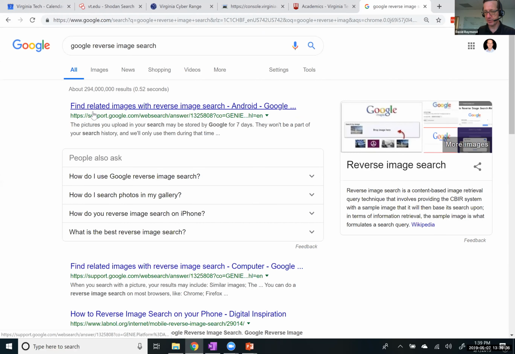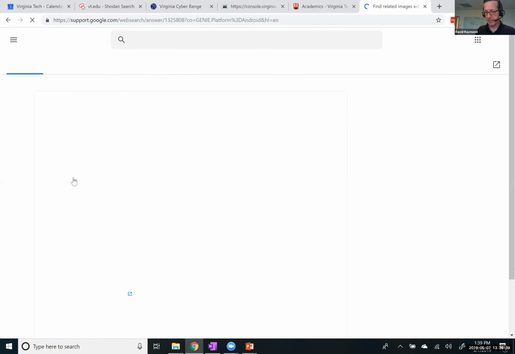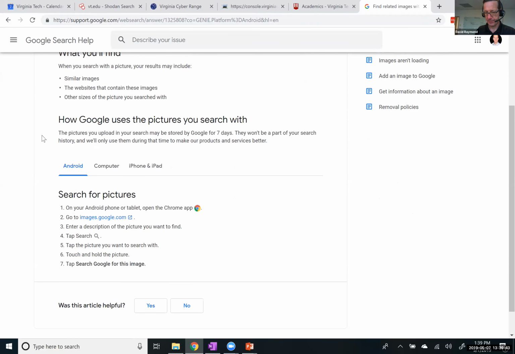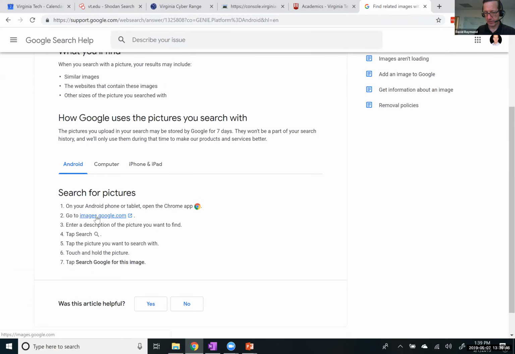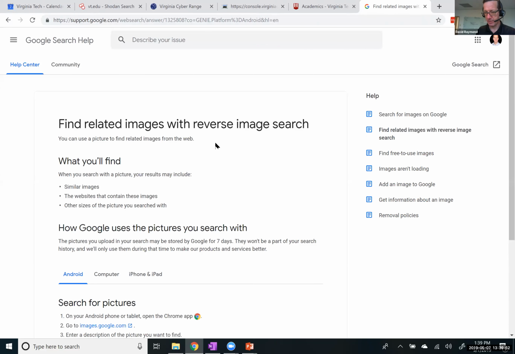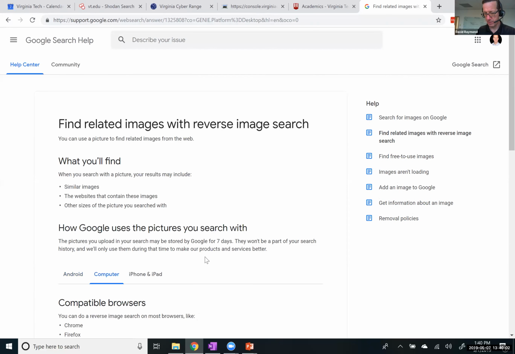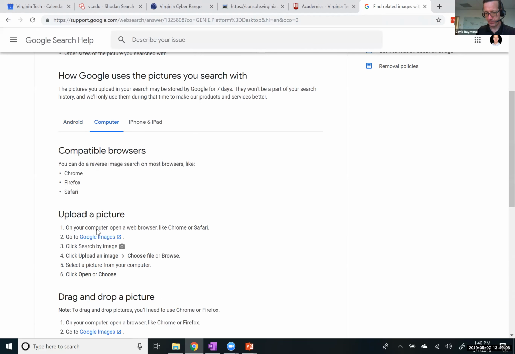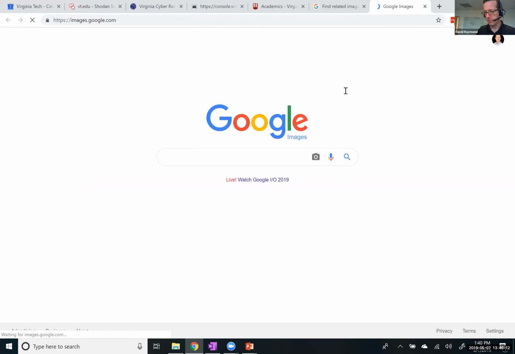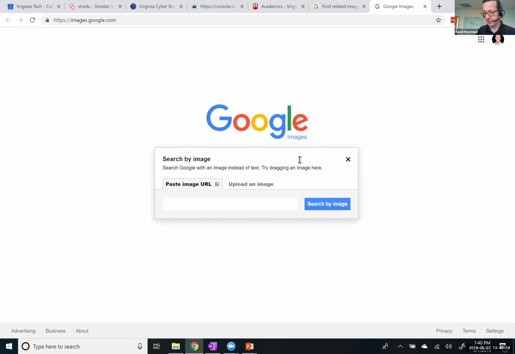Find related images with reverse image search. So I click on that and go to images.google.com. Oh, that's not what I wanted. I wanted to search for images on Google. Click search by image. Okay, so go to Google Images, and then you upload an image. So you click on search by image. Paste the image URL.